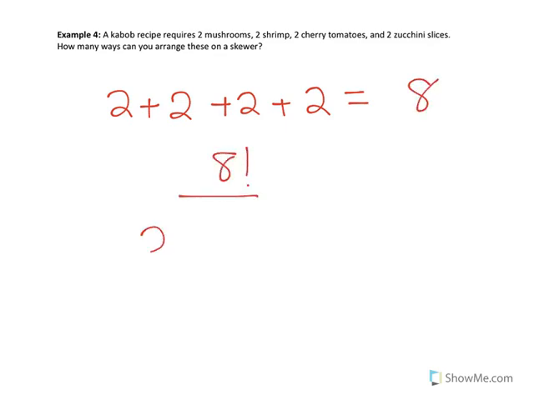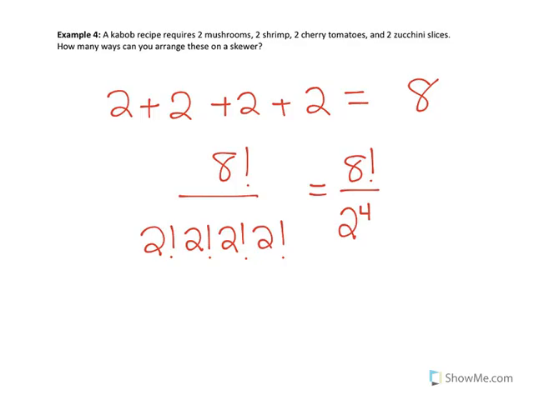Alright, last example. A kebab recipe requires 2 mushrooms, 2 shrimp, 2 cherry tomatoes, 2 zucchini slices. How many ways can we arrange it? So we have 2 plus 2 plus 2 plus 2, which is 8. So we have 8 factorial divided by 2 factorial, 2 factorial, 2 factorial, 2 factorial. And that seems like a lot of work, so I'm going to say 8 factorial divided by 2 to the power of 4. It's an easier way of writing that.